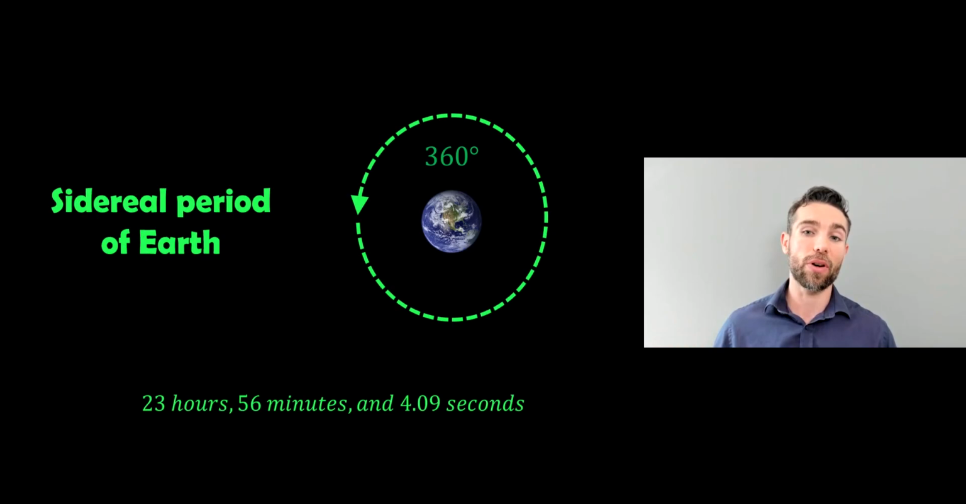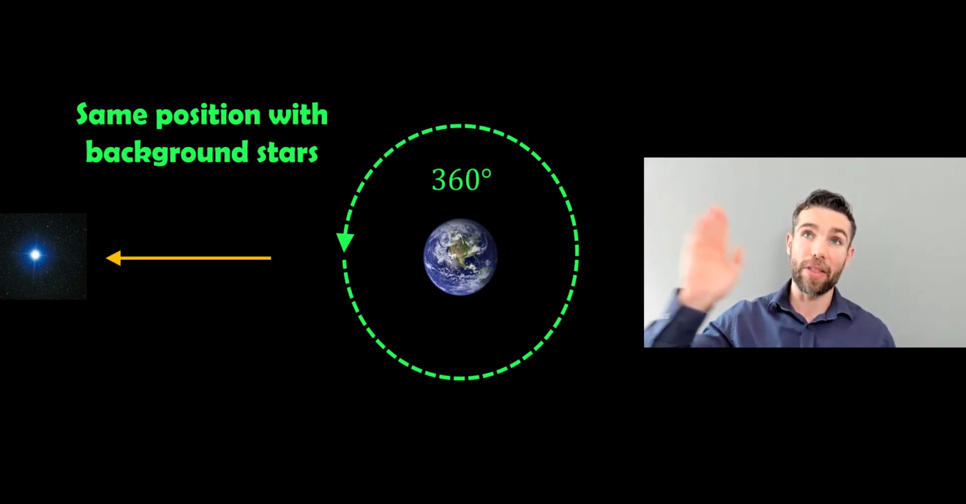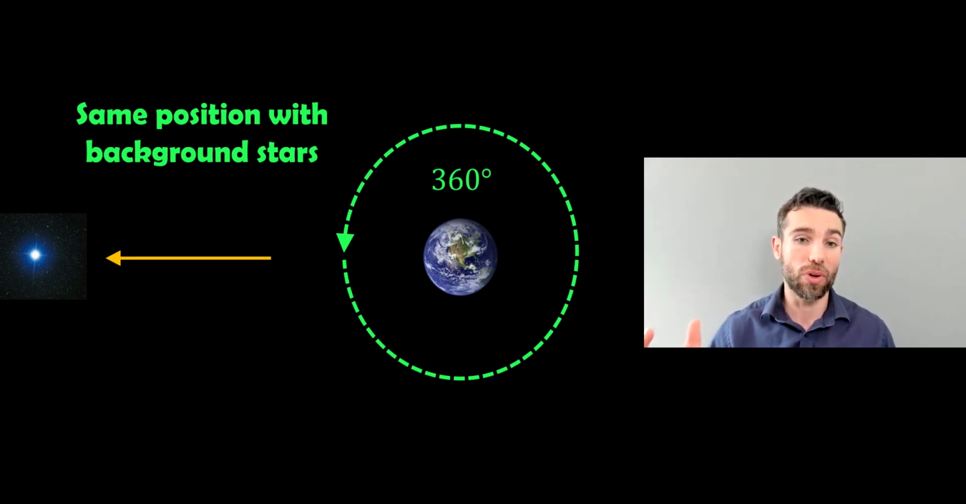So the sidereal period of Earth is one 360-degree rotation. So it's rotated all the way around, one complete rotation, and that actually is just under 24 hours. So it's actually 23 hours, 56 minutes, and just over 4 seconds. So slightly less than 24 hours to do one full 360-degree rotation of the planet. And if we were to look at the stars at night, we would expect those stars to be in exactly the same position because the Earth's rotated all the way around, and they should be in the same position in the sky after it's done a 360-degree rotation. So that's the sidereal period of Earth.